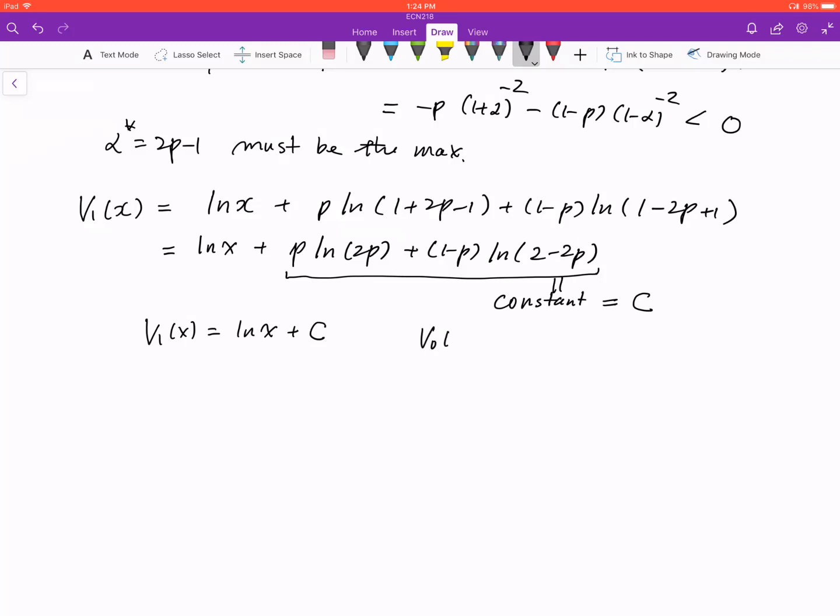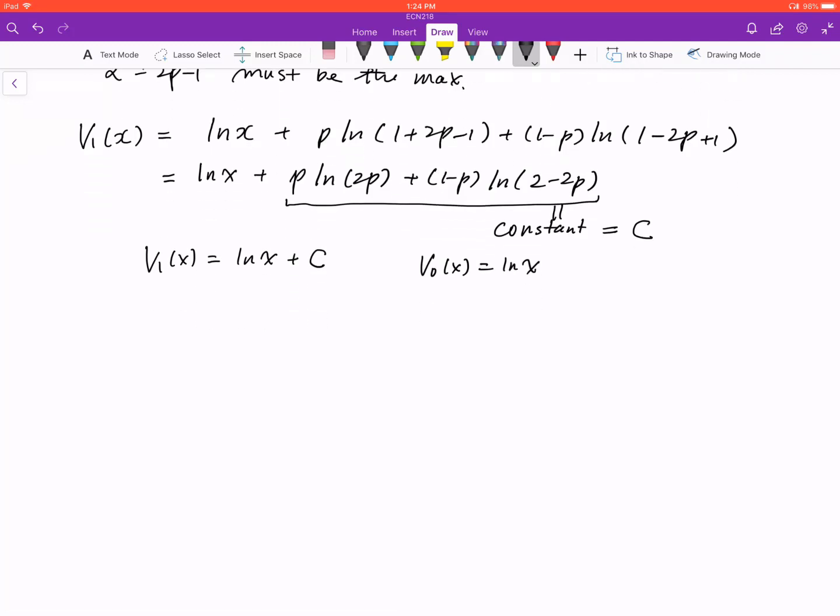And remember, v naught of x is equal to log x. And somehow we probably don't see the pattern yet. And if you want to see the pattern, maybe you want to go forward just one more step. Well, we will see that very soon. So v2 of x, let's try one more time. And that's the maximum. And we have alpha less than or equal to 1 and bigger than or equal to 0. And then we have, again, p. We have v1 over here.